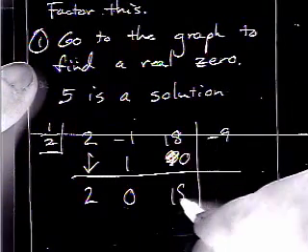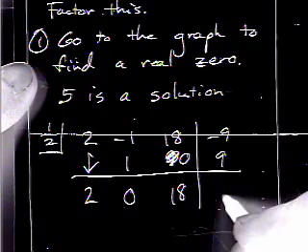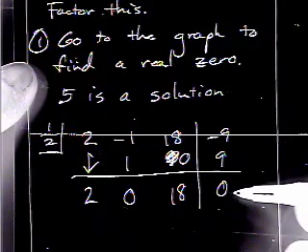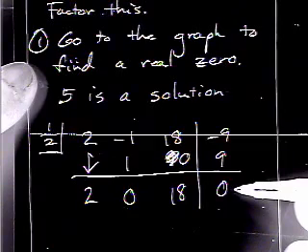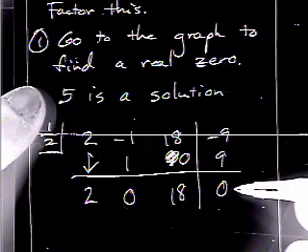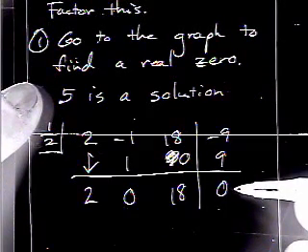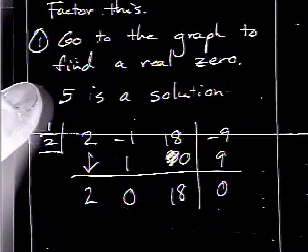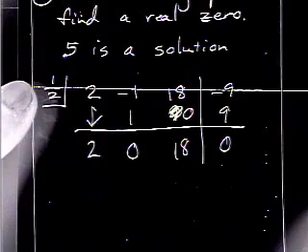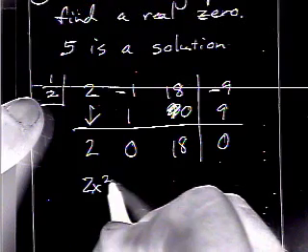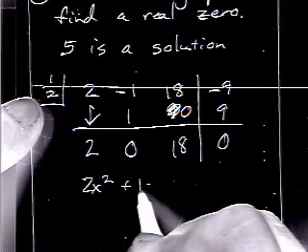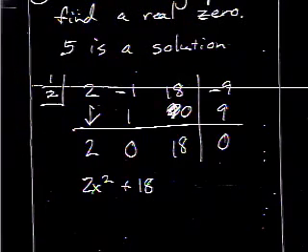Okay, 18 plus 0 is 18. Multiply again, we get 9 and get 0. Why am I happy? Because we got a remainder of 0. And a remainder of 0 means that 1/2 must be a factor, which agrees with the picture and all that good stuff. So we have 2x squared plus 18. I don't even have to do the quadratic formula. How nice is that?